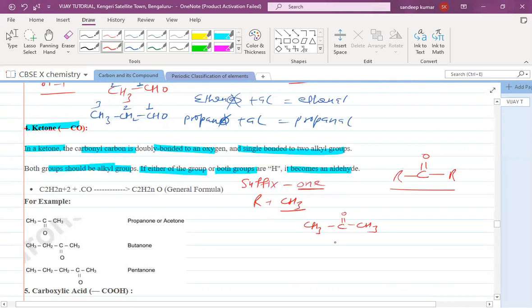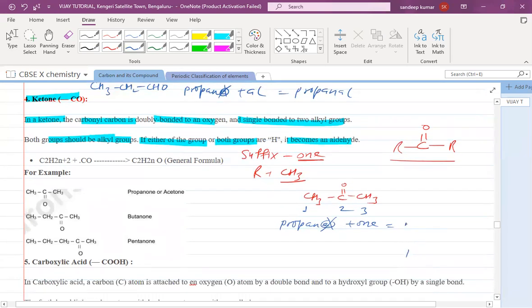Suffix "one" is used. Now the rule says you have to count the total number of carbons: 1, 2, 3. Three carbons means what? Propane. Remove this E, add "one". So what is this? Propanone. Now try to understand.